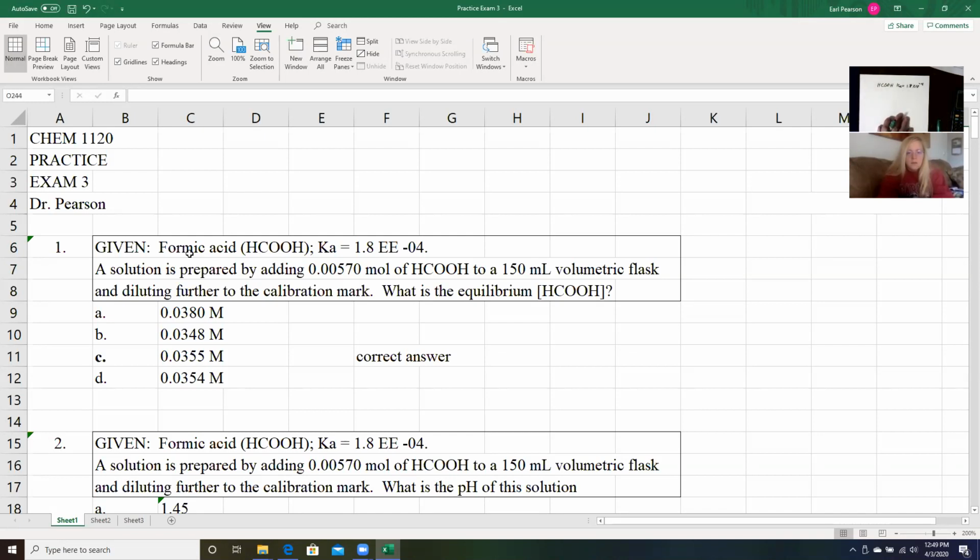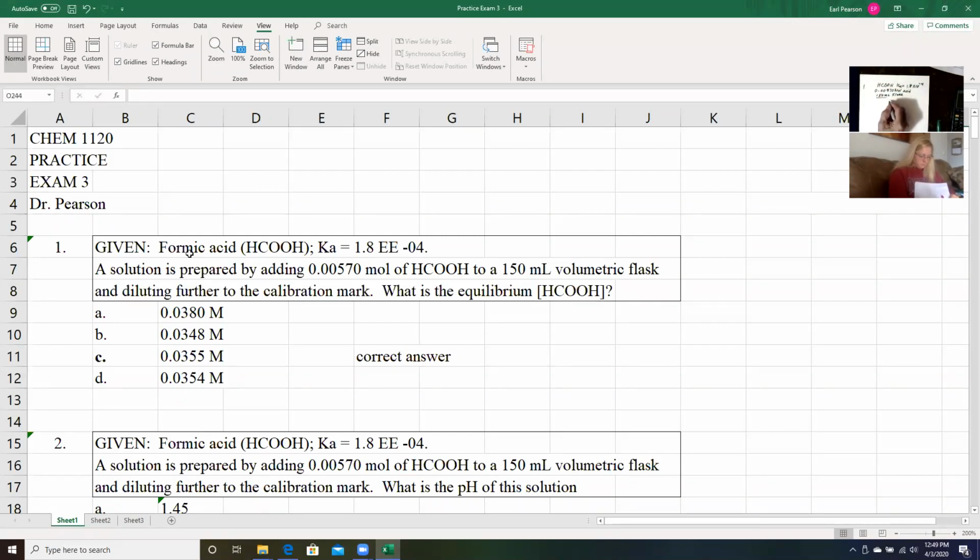So we've got a solution prepared by adding 0.00570 moles of formic acid, so I've got 0.00570 moles of the acid, to a 150 milliliter volumetric flask, and diluted to the mark. So we're going to have 150 milliliters of the solution. What is the equilibrium concentration of the formic acid?